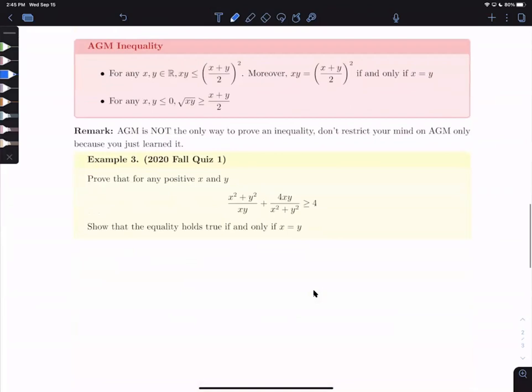Now let's talk about AGM. Move on, guys, move on. Try it yourself, please. All right, AGM.